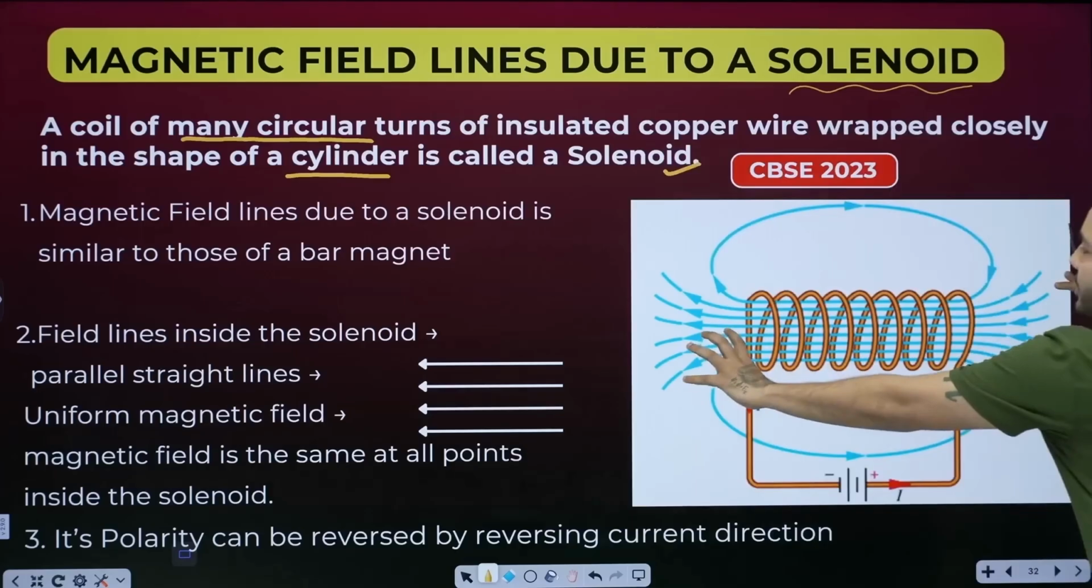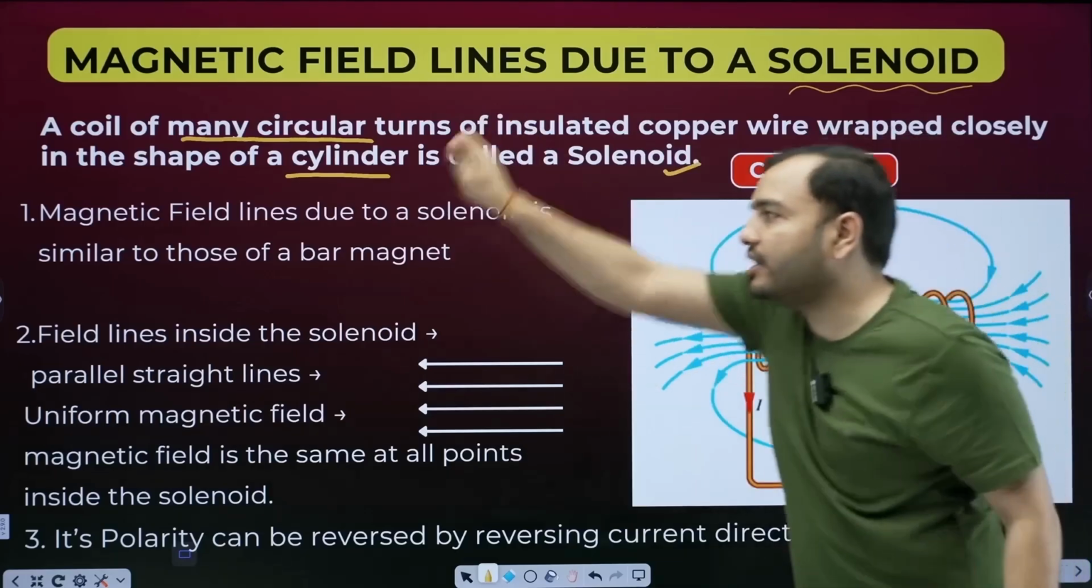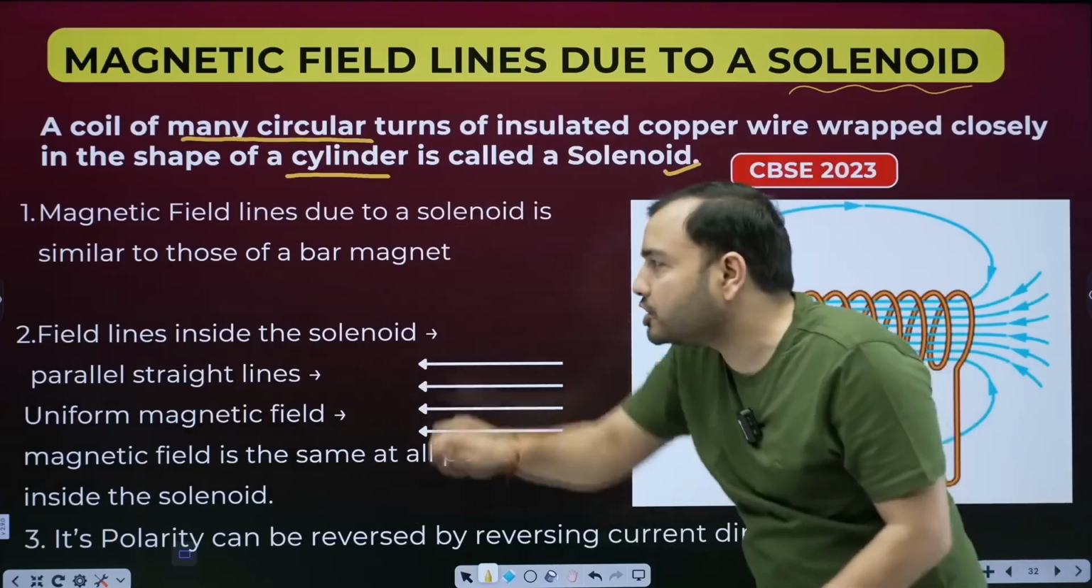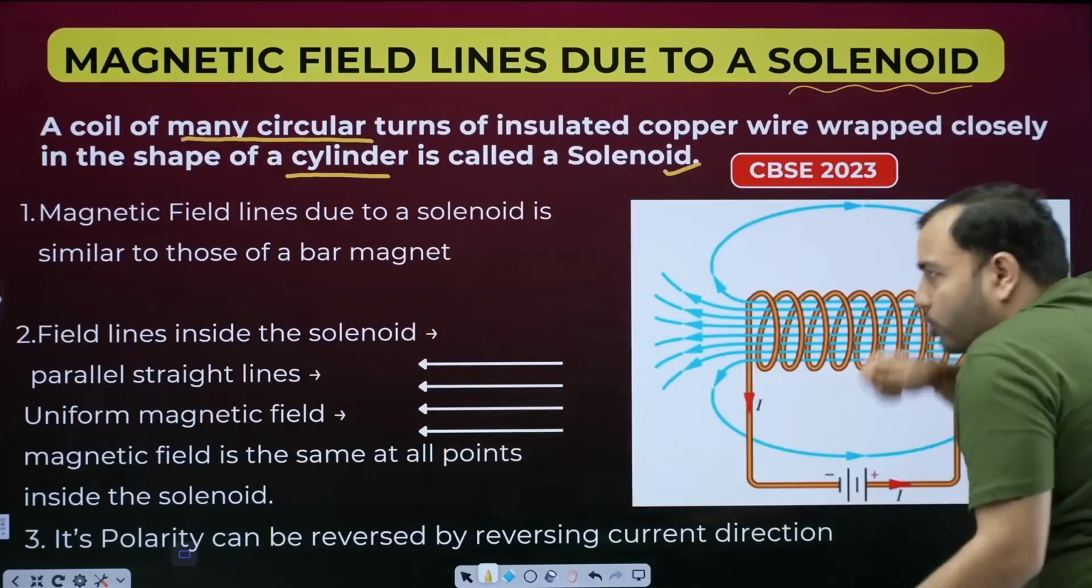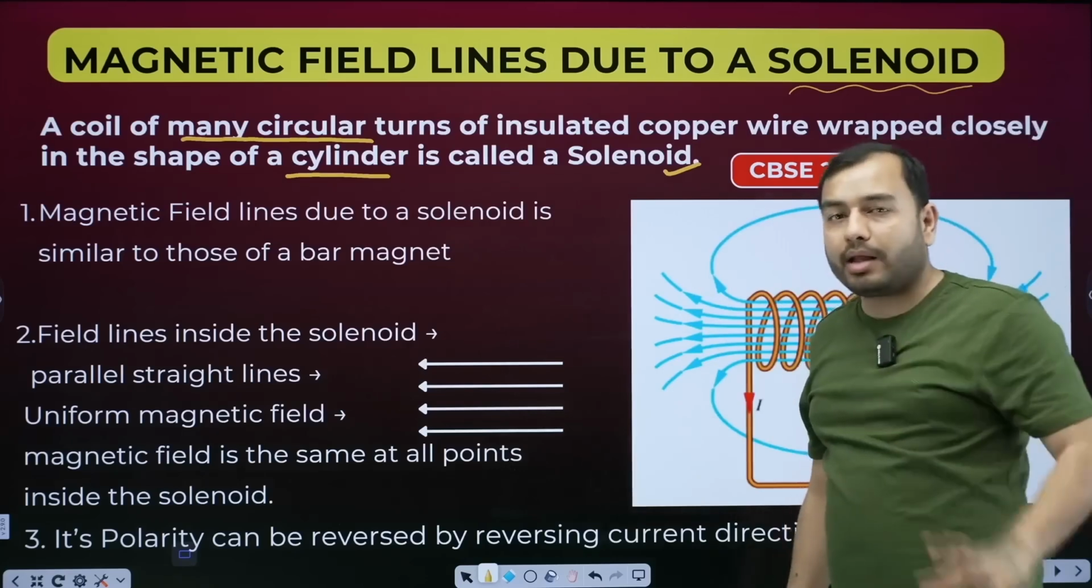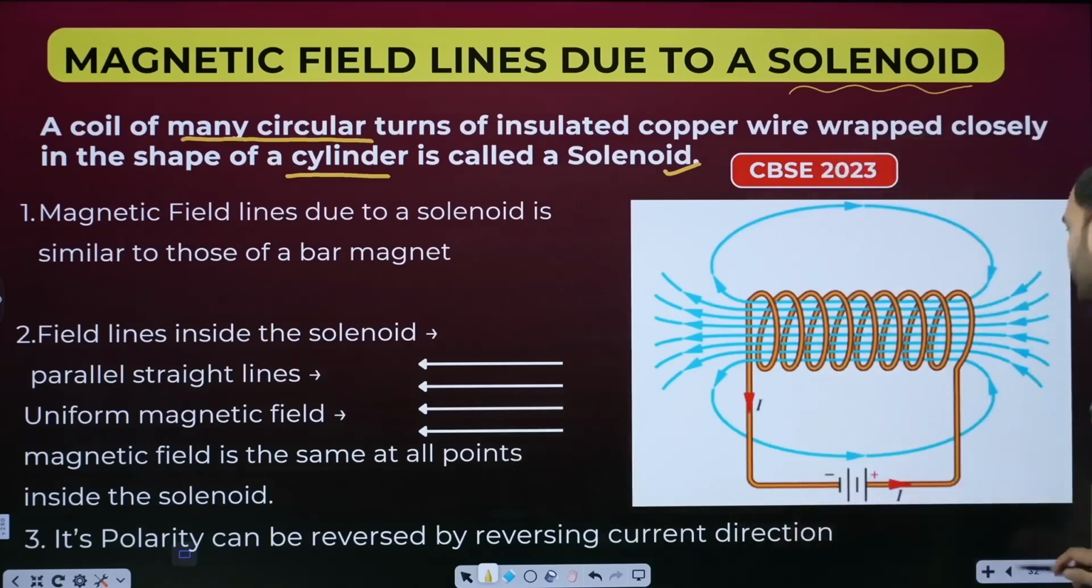See, does it look like a cylinder? It's hollow inside. You took a wire like this. Have you seen the spring? A little tight. So like that, you coiled that wire in the shape of a cylinder. This is called a solenoid. Now tell me, what would be the solenoid's magnetic field? Let's think a little.